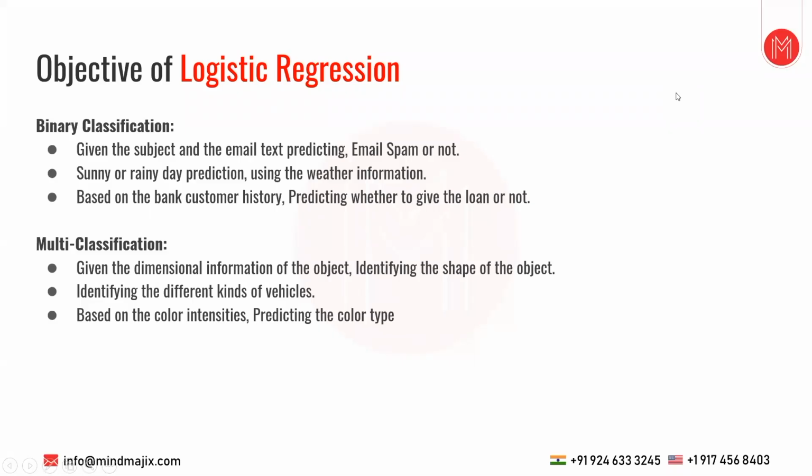Let's talk about the objective of logistic regression. Logistic regression works for both, but it is much more popular for binary classification. So let's see what things are related to binary classification. Given the subject and the email text, predicting email spam or not, sunny or rainy day prediction using the weather information, and based on the bank customer history, predicting whether to give the loan or not.